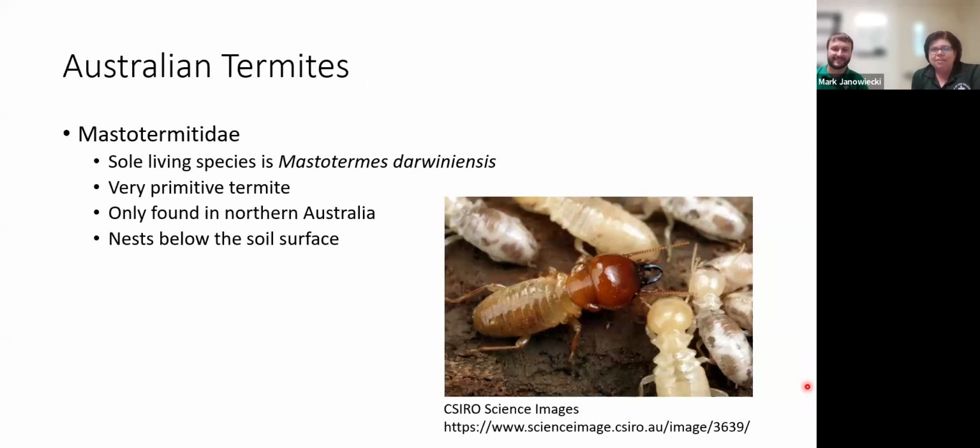And then we have Mastotermes. Okay, so the sole living species within the family Mastotermitidae is Mastotermes darwiniensis. So this is a very primitive termite, as you can see in the picture here. To me, it even looks very primitive. It's very sclerotized. It looks very hardy. It's only found in northern Australia, and they do nest below the soil surface.